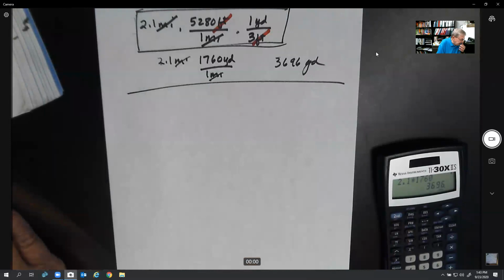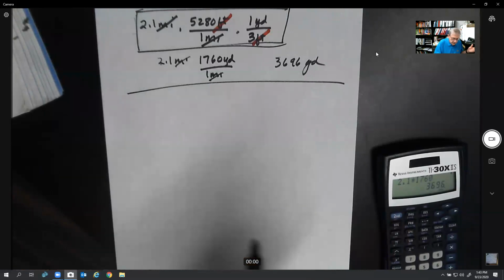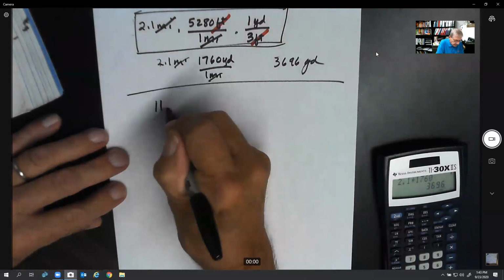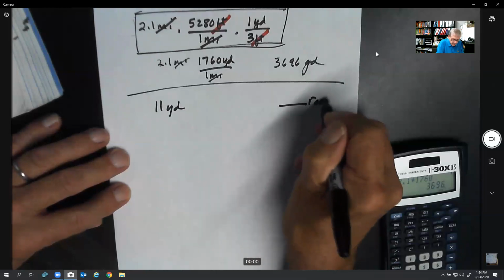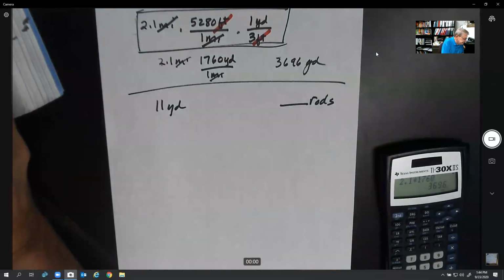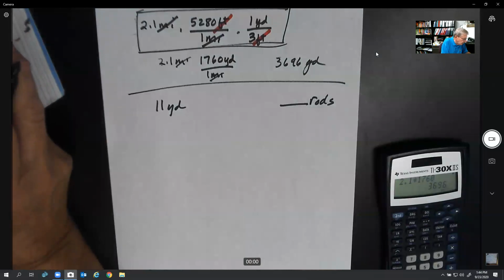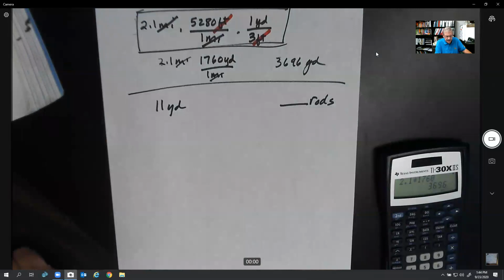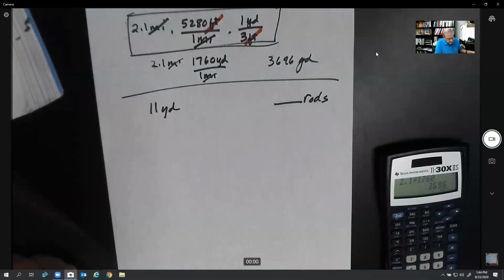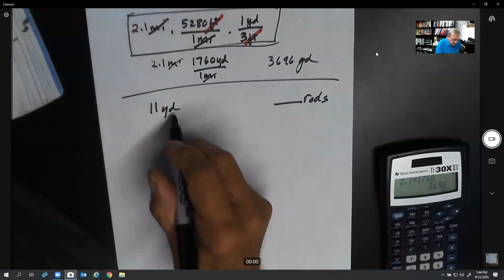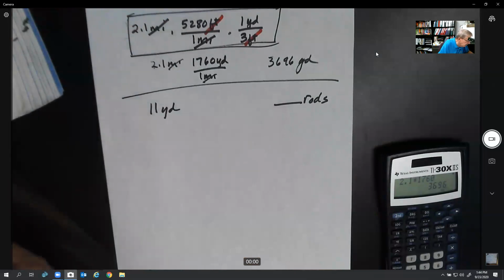Let's change 11 yards to rods. 11 yards equal blank rods. So I look at my conversion here, and it says something about a rod being 16 and a half feet, but it doesn't say anything about yards. So what I'm going to have to do is change yards to feet, and feet to rods. So 11 yards, and it says right here one rod is 16 and a half feet.